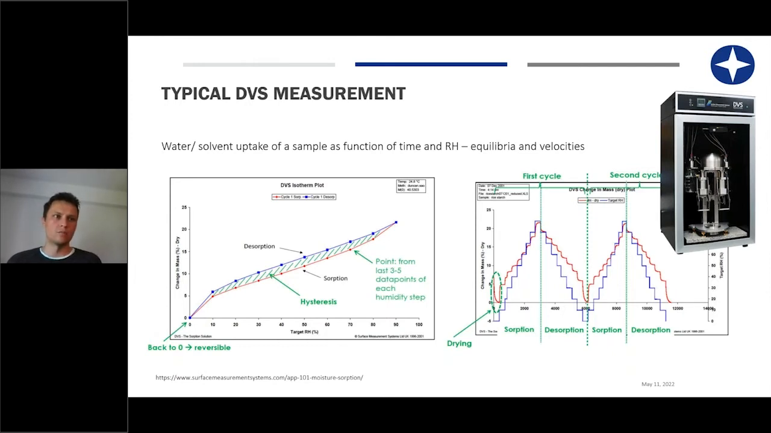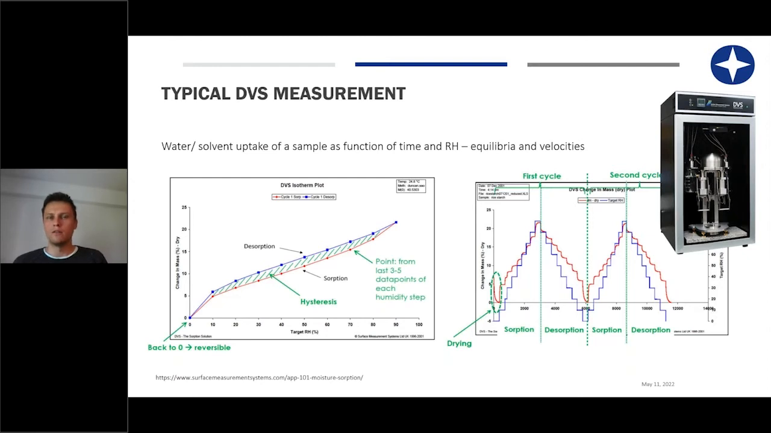The result is taken from one of the application notes of Surface Measurement Systems. And you see that the sample, which might be a crystalline material or polymer or active ingredient, amorphous or crystalline, forming hydrates, no hydrates, is exposed in different steps to different humidities, starting, for example, at a very low humidity and then going stepwise up. And then the water uptake is characterized as a function of time.